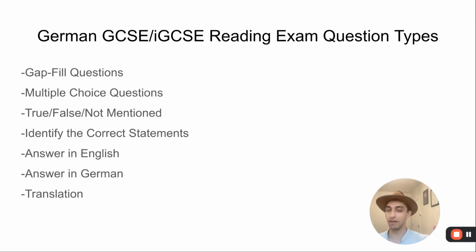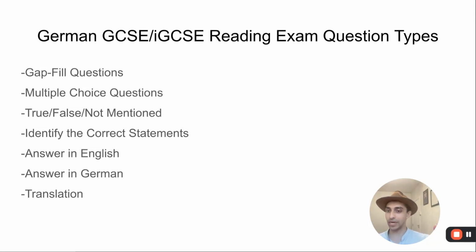Don't hesitate to prepare other types of questions if you find them, and be aware that you could come across something new as well, which has not come up before in a past paper. But these question types, the most common ones, include gap fill questions, multiple choice questions, questions where you've got to answer true, false, or not mentioned, questions where you have to identify the correct statements, questions which ask you to answer in English, questions where you must answer in German, and translation.